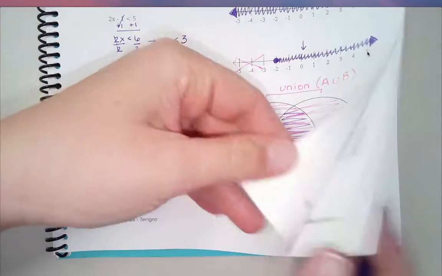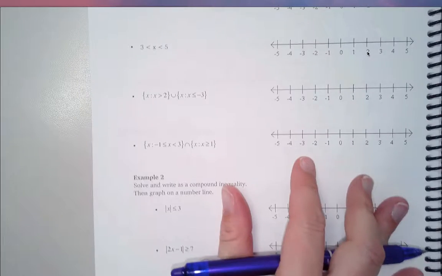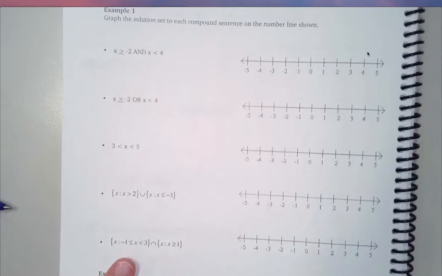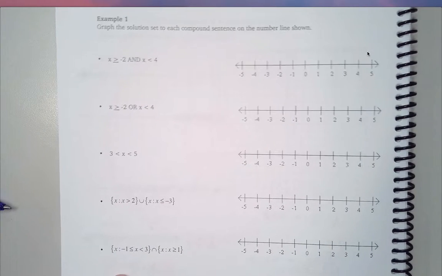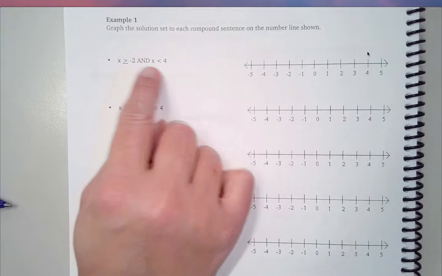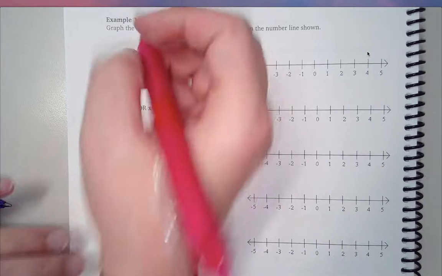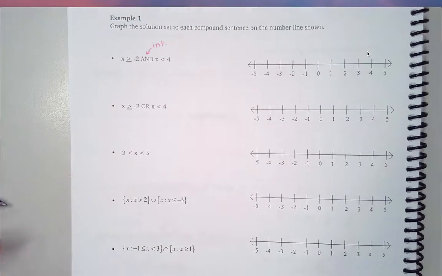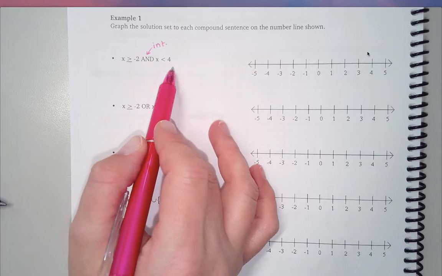All right, so let's take a look at some of these examples. Oops, flip too many pages. So that very first one, x is greater than or equal to -2 and x is less than 4. So what I want to do here somehow is show the numbers that fall into this group and this group at the same time. This "and" shows me that this is an intersection problem. When it's an intersection problem, you want to make sure that your final answer only includes numbers that are in both groups at the same time.